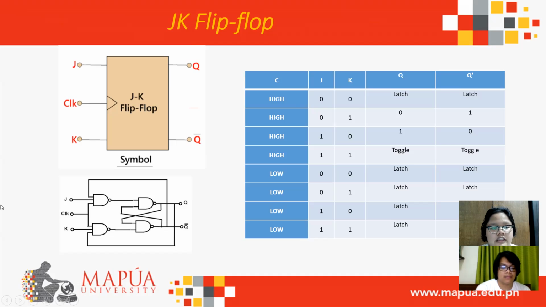So this is the JK flip-flop diagram, and this is the truth table for the JK flip-flop. Having this truth table, we can see that when C is high, J is 0 and K is 0, Q is latch, and the next is the latch. You can see all the truth tables are correct.